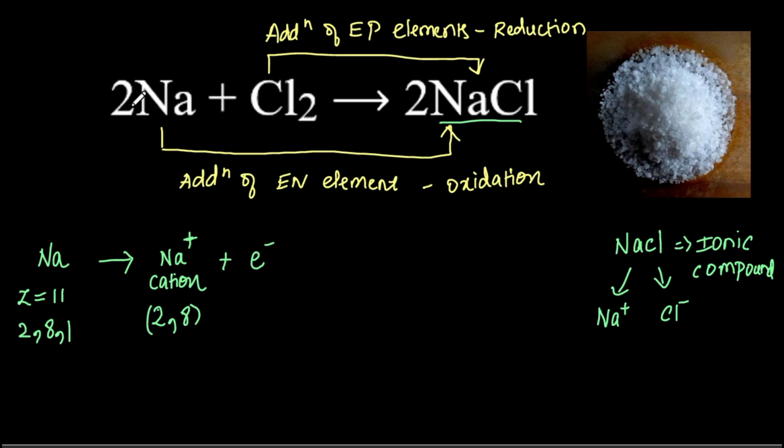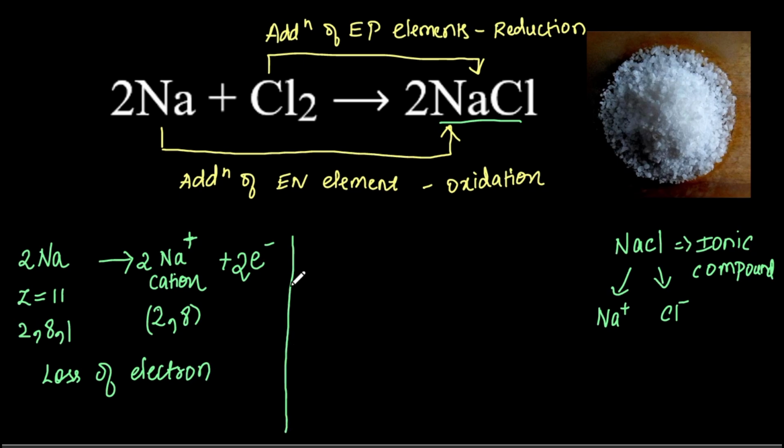Now, if you see the reaction, the reactant side is having 2 sodium atoms. So, 2 sodium atoms are converted to 2 sodium cation and by the loss of 2 electrons. So, this is the whole balanced equation. So, in sodium, what is happening? Sodium loses electron. So, there is loss of electron.